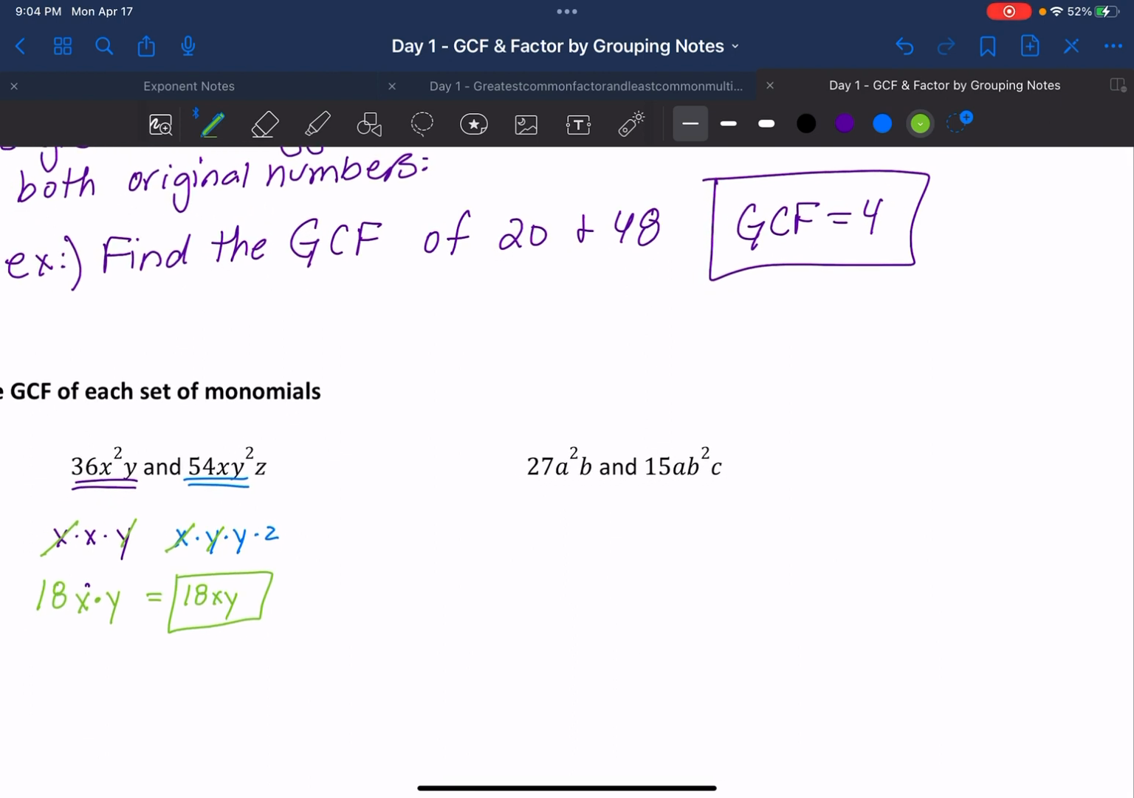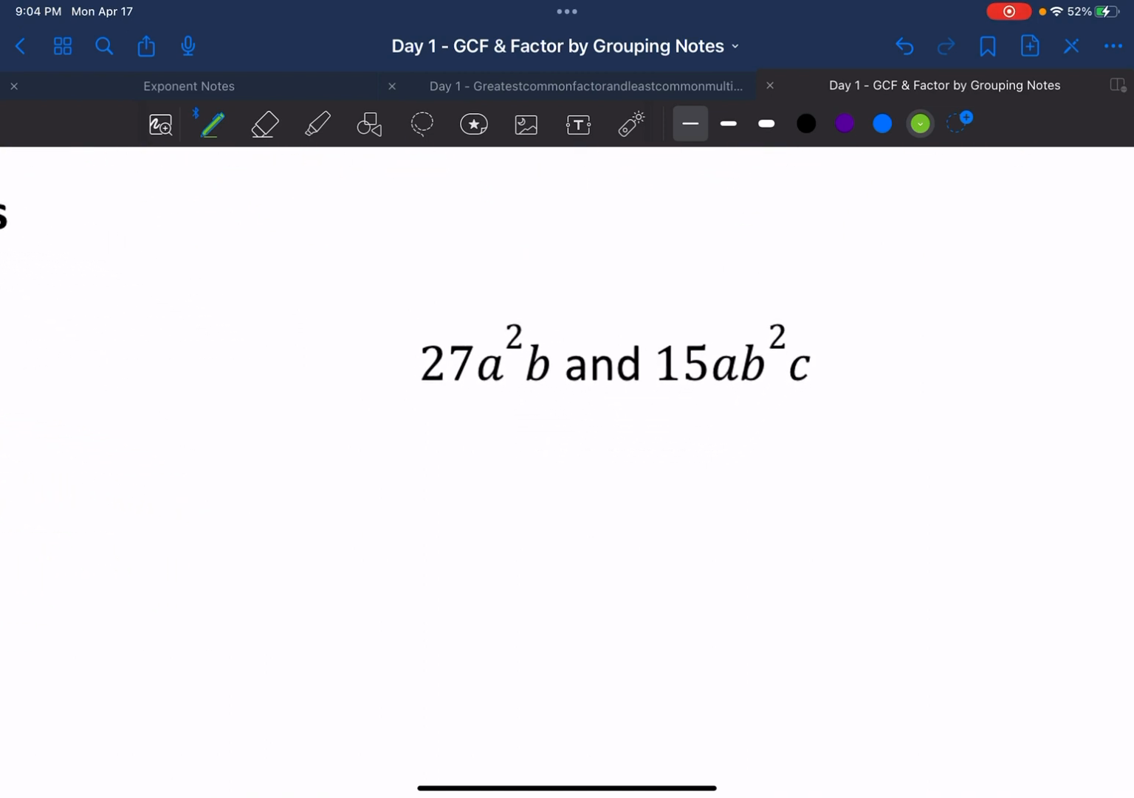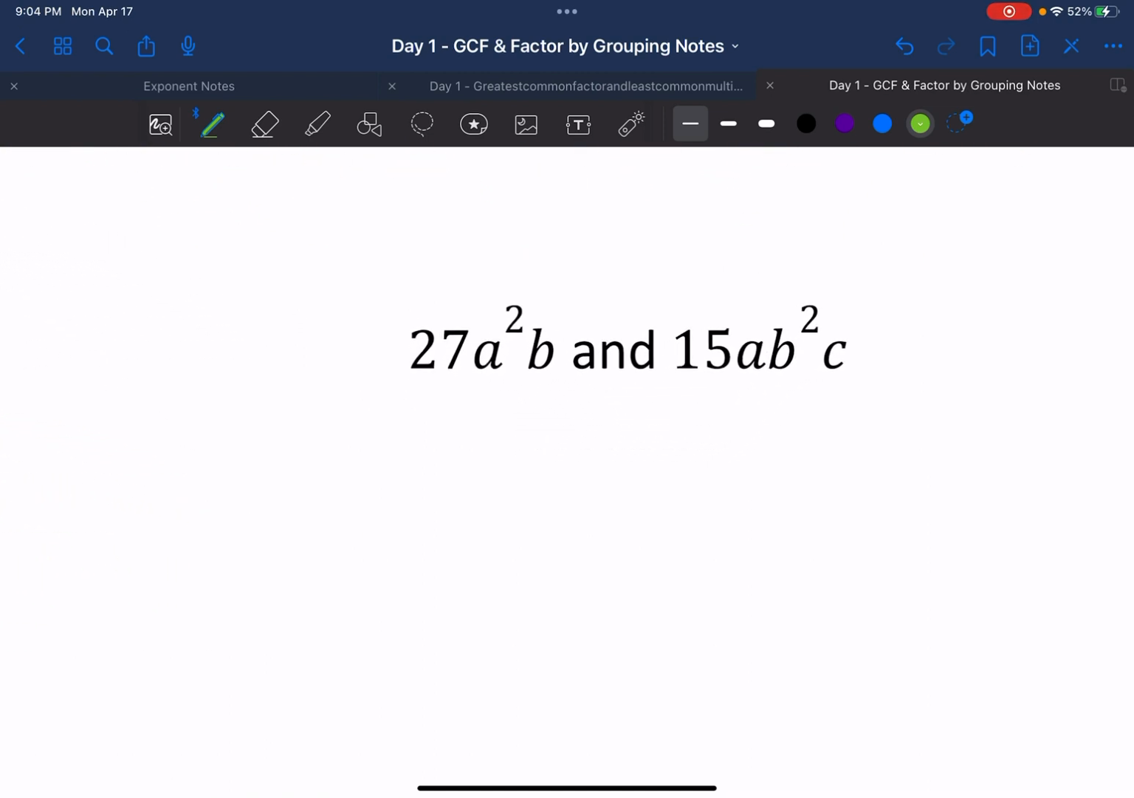All right, let's look at 27a squared b and 15ab squared c.